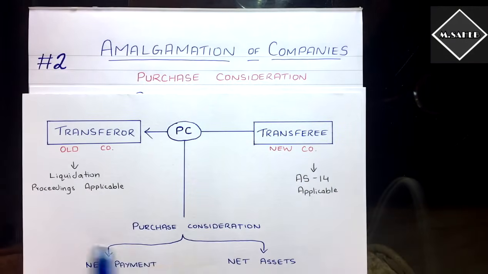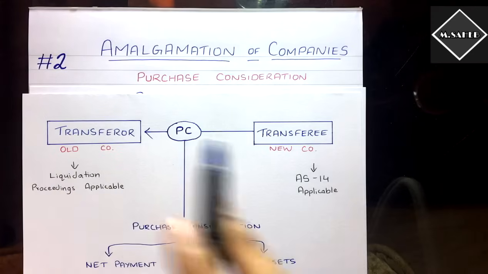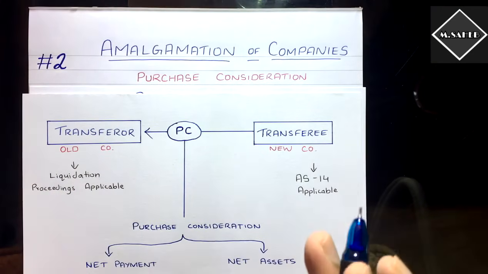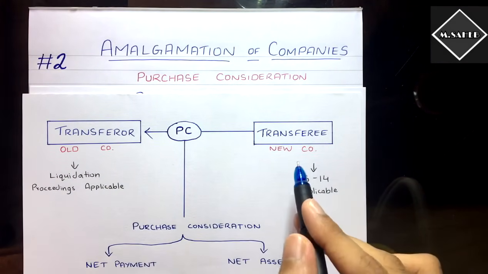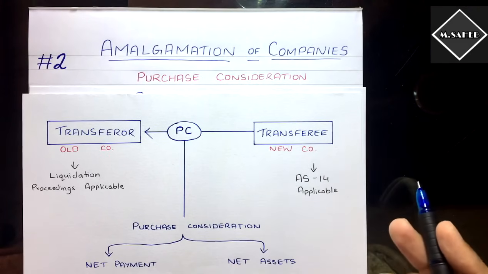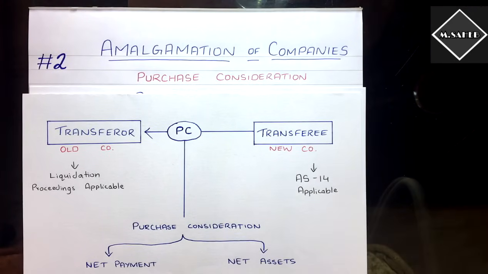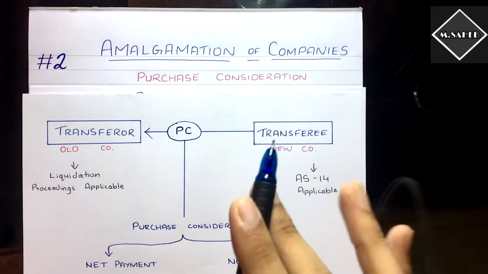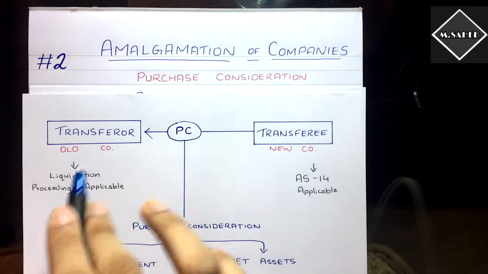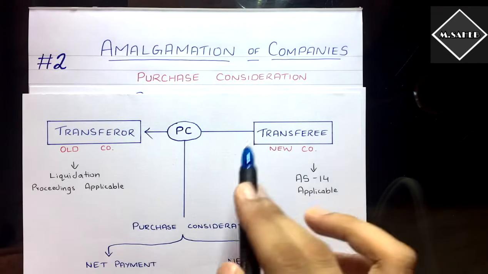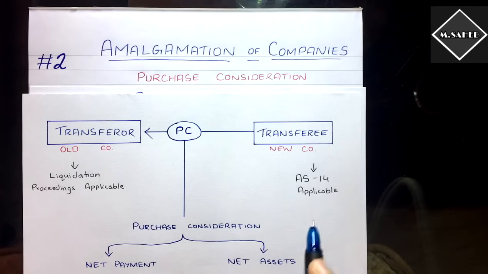One is the point of view of the companies which are getting liquidated, and the other is the new company. The old company is called the transferor company in this chapter, and the new company is called the transferee company. The accounting treatment is separate for each of these parties. In the transferor company liquidation proceedings are applicable, and in the transferee company Accounting Standard 14 is applicable. Accounting Standard 14 talks about amalgamation.